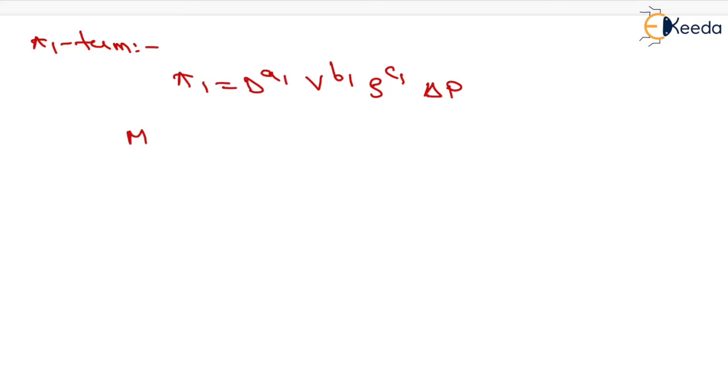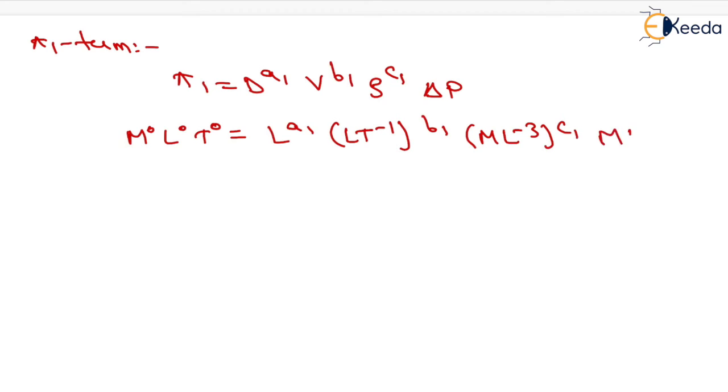So for first pi term, that is pi 1 term, pi 1 will be equals to d to the power a1, v to the power b1, rho to the power c1 and delta p. So on substituting the dimensions on both sides, it becomes M0 L0 T0 equals to L to the power a1, L T minus 1 to the power b1, M L minus 3 to the power c1 and M L minus 1 T to the power minus 2.